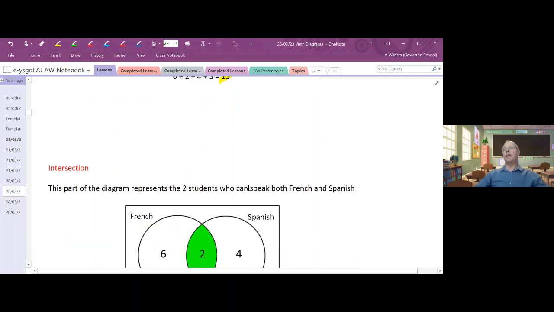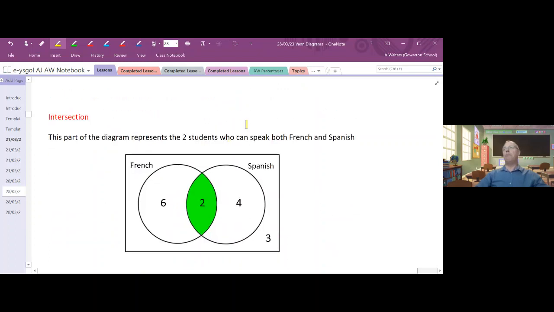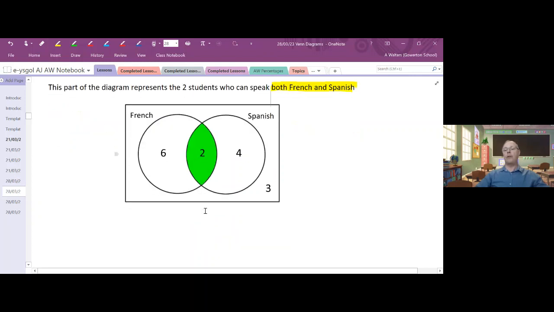Underneath, if I ask you how many students speak both French and Spanish, so they do French and they do Spanish, there's 2 of them. It's the intersection, the green that I highlighted above. Okay, so the answer to this one, you would write down how many students do French and Spanish. You would say 2, and you would get the information from there.